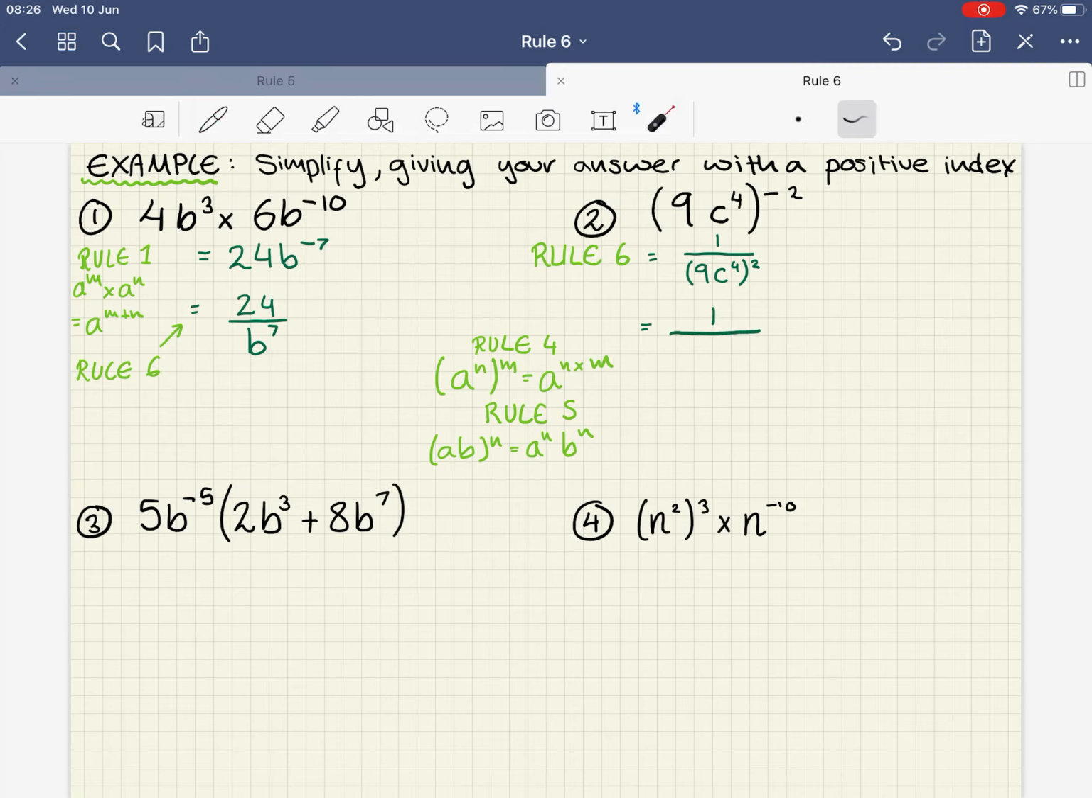So that squared is going to affect the 9. So I'm going to have 9 squared. And then it's going to affect this c to the power 4 squared. So that's going to be c 4 times 2, using my rule 4 there. And then I just need to neaten it up. So 9 squared is 81. And then 4 times 2 is 8. And so like I said, you can actually go about it this way first. But then your rule 6 can be a little bit harder to see what to do.